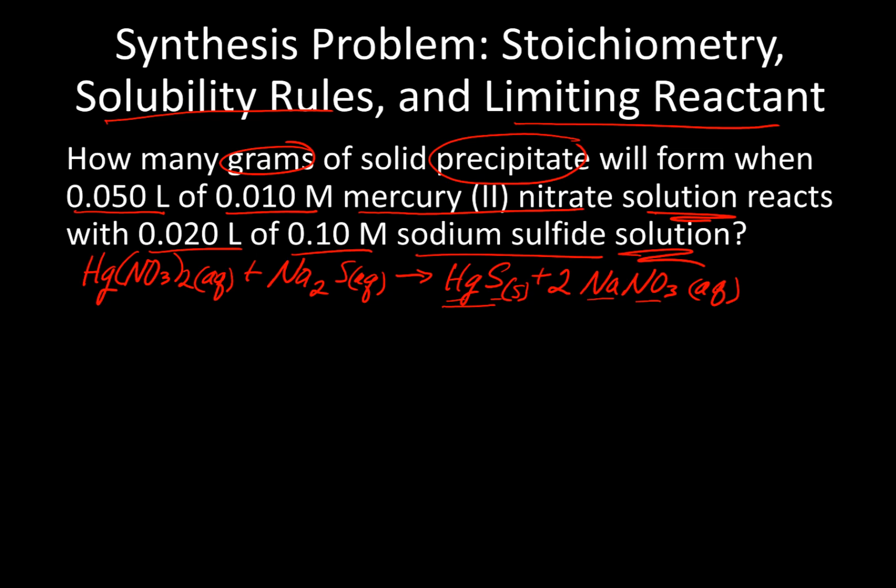if you want to know about the amounts of products that form, you have to first determine what the limiting reactant is. Because as soon as the limiting reactant runs out, the reaction stops and product stops forming. So you have to base your calculation of grams of solid precipitate or product that forms on whatever one is the limiting reactant. So what I'm going to do to determine the limiting reactant is I'm going to ask what number of moles of each do I start with?